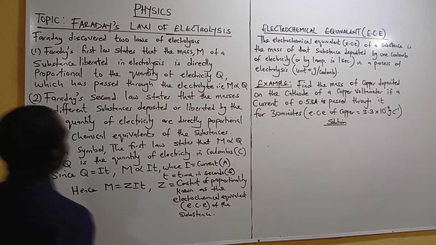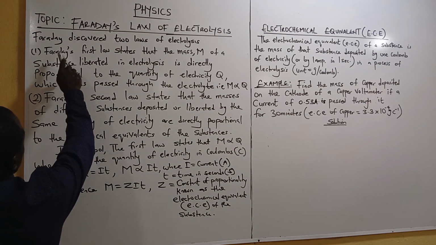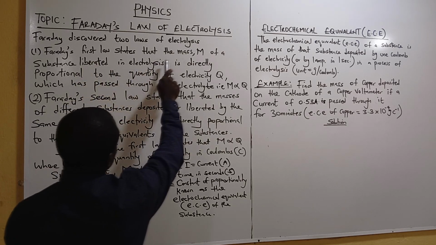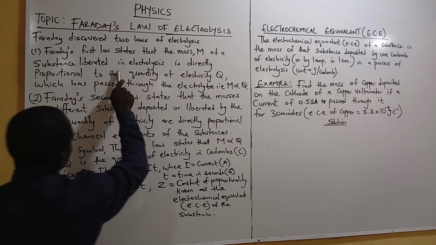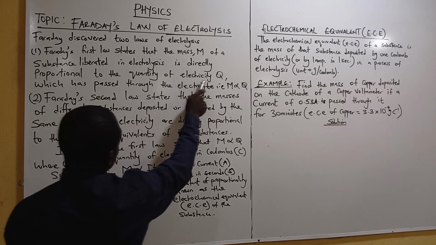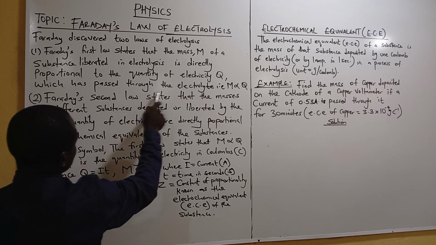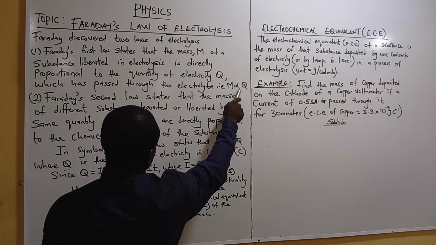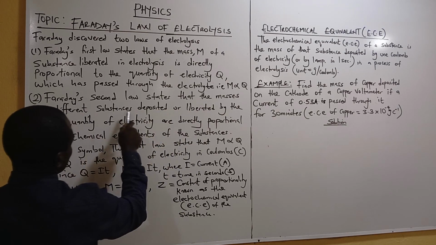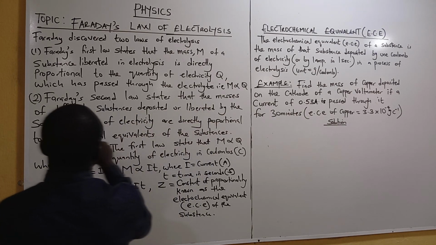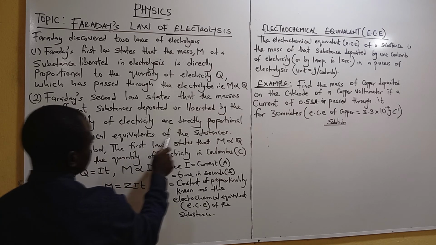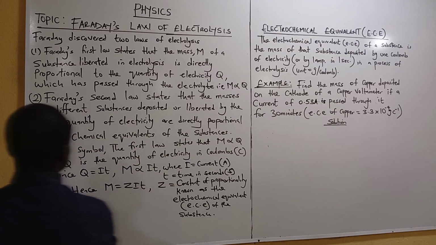Okay, now let's see. Faraday discovered two laws of electrolysis. Faraday's first law states that the mass m of a substance liberated in electrolysis is directly proportional to the quantity of electricity Q which has passed through the electrolyte. M is directly proportional to Q. Faraday's second law states that the masses of different substances deposited or liberated by the same quantity of electricity are directly proportional to the chemical equivalents of the substances.